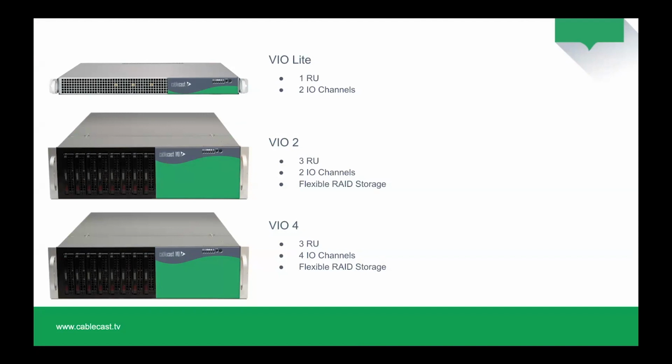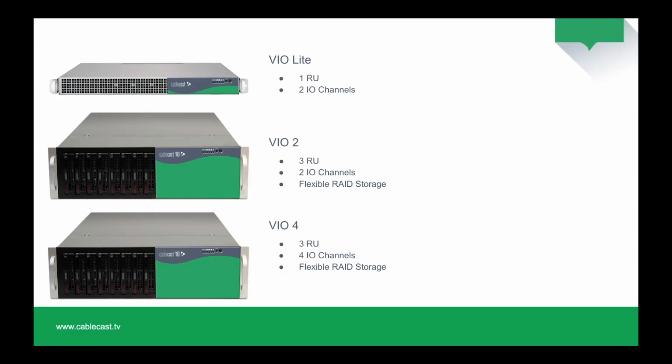Then we have the VIO 2, which is our step up from the VIO Lite. It comes in a 3 RU chassis, still just 2 IO channels, but it has flexible RAID storage. So it comes with 6 times 2 terabytes of storage minus the parity drive. But basically it comes with a bunch of storage, but then you can add up to, we have different models with different drive sizes. You can find all the pricing information for that on our website. It does have redundant power as well as the RAID 5 storage for the content, and mirrored system drive storage for your operating system.